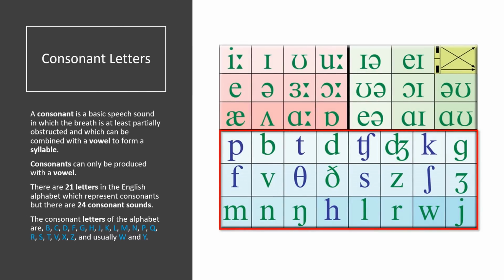Consonant letters. A consonant is a basic speech sound in which the breath is at least partially obstructed and which can be combined with a vowel to form a syllable. Consonants can only be produced with a vowel. There are 21 letters in the English alphabet which represent consonants, but there are 24 consonant sounds. The consonant letters of the alphabet are B, C, D, F, G, H, J, K, L, M, N, P, Q, R, S, T, V, X, Z, and usually W and Y.